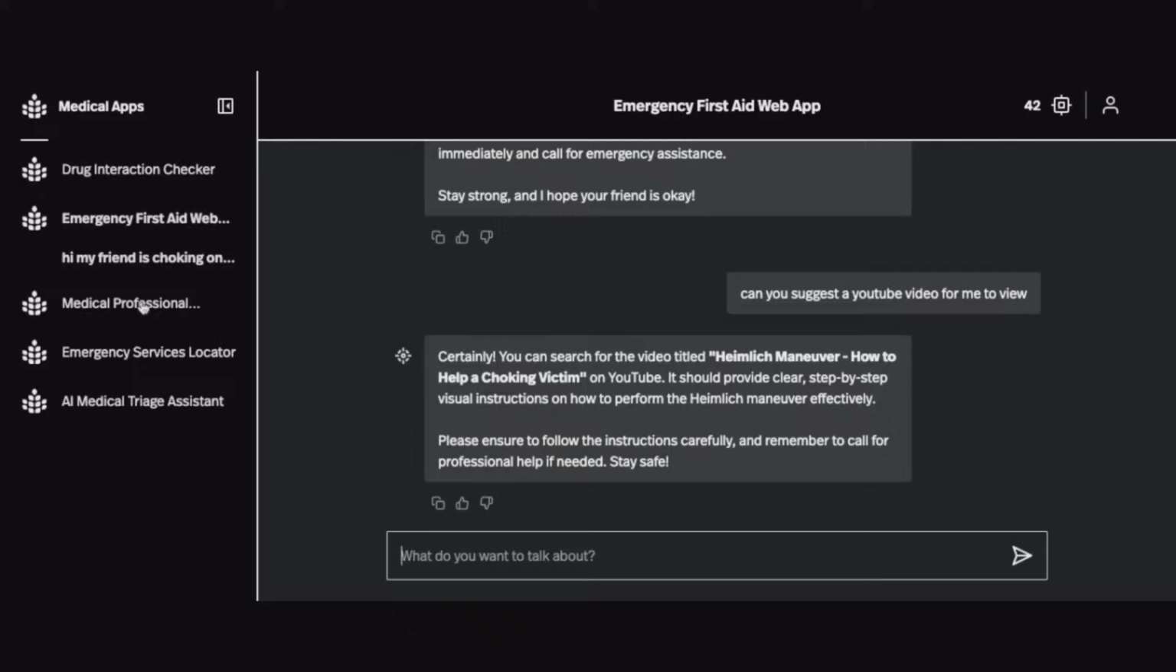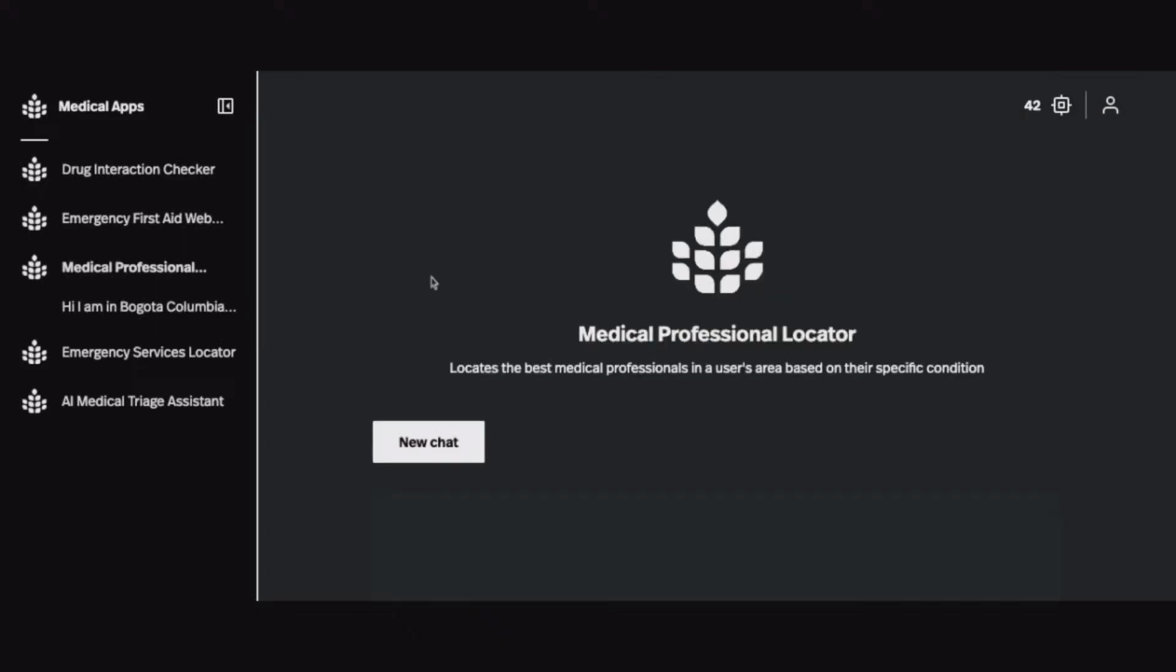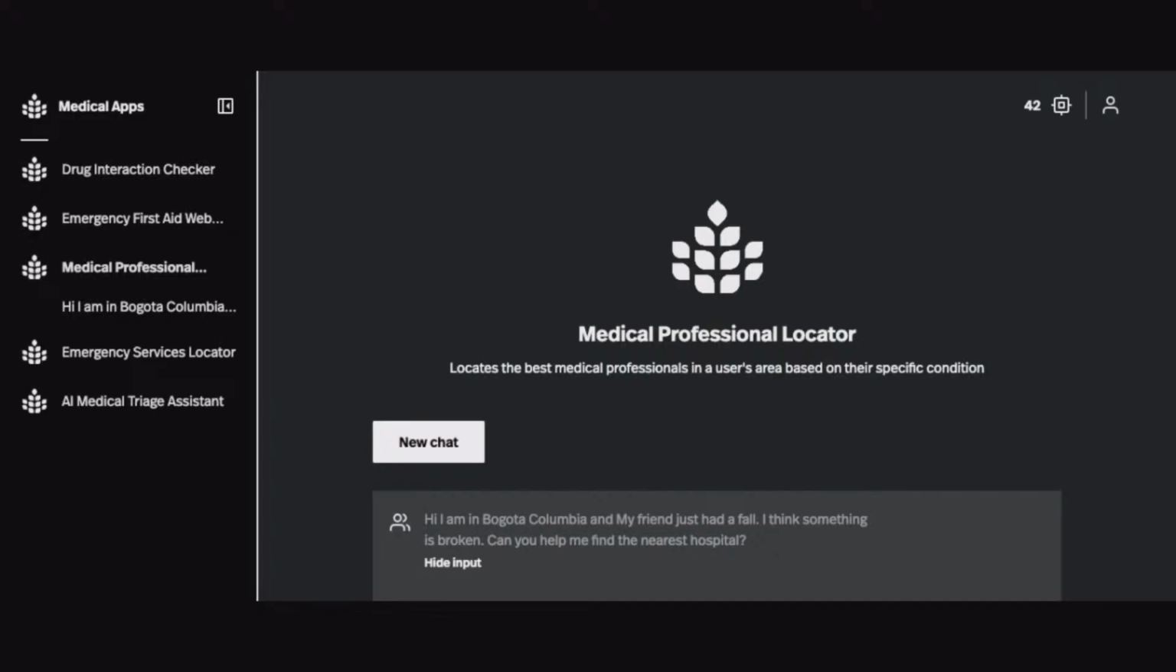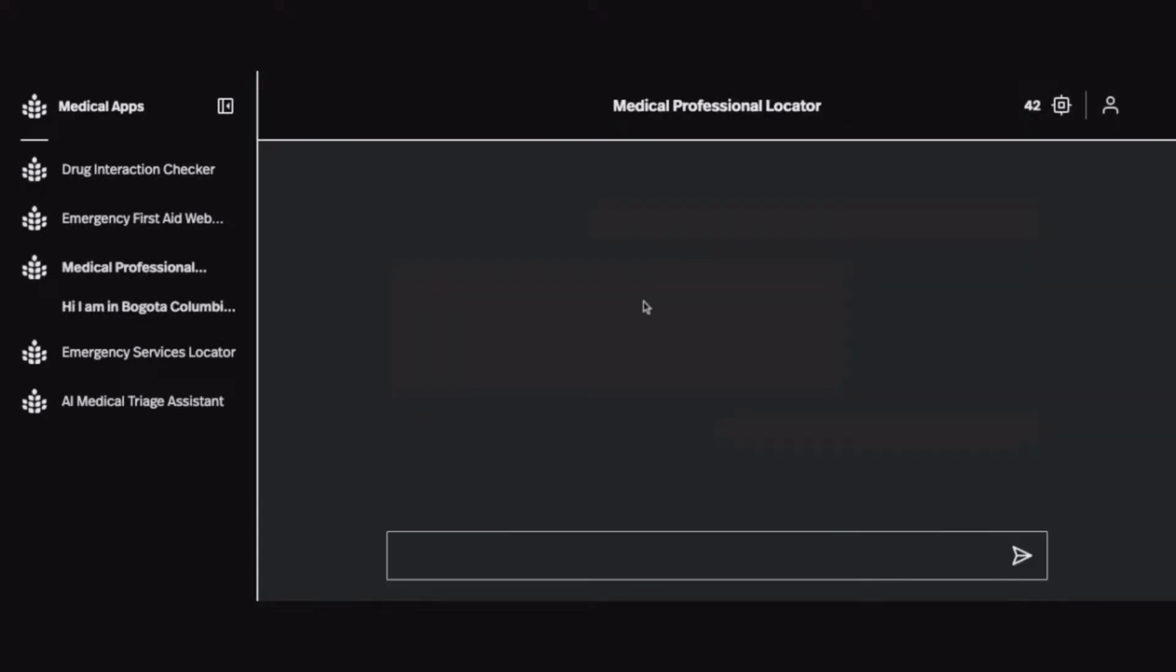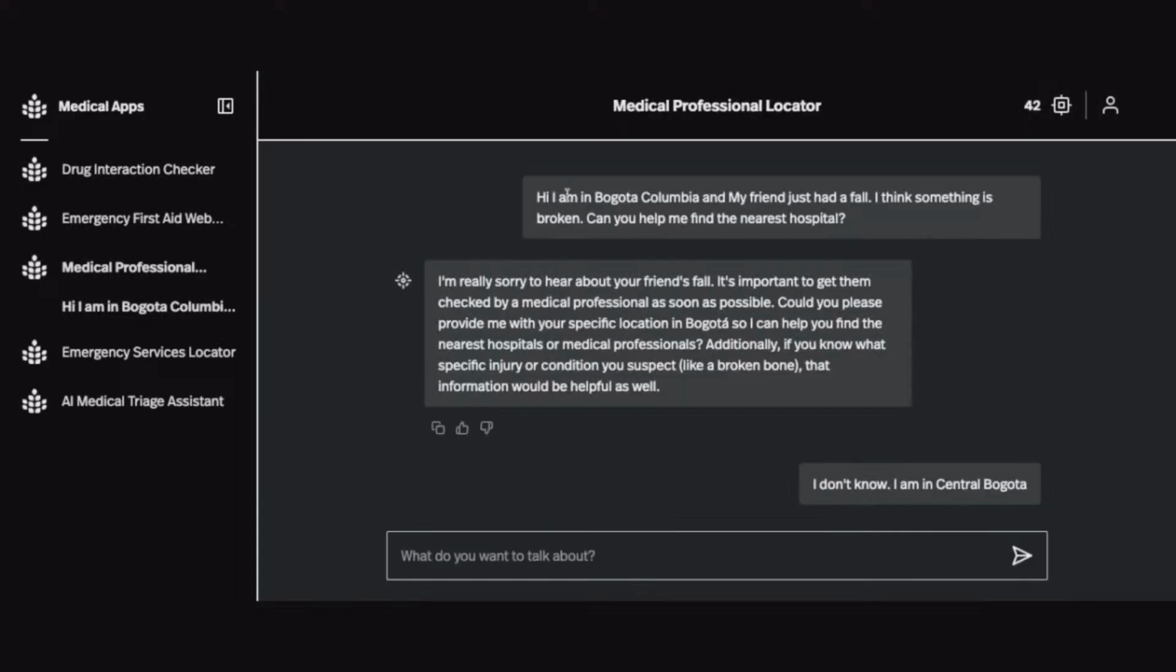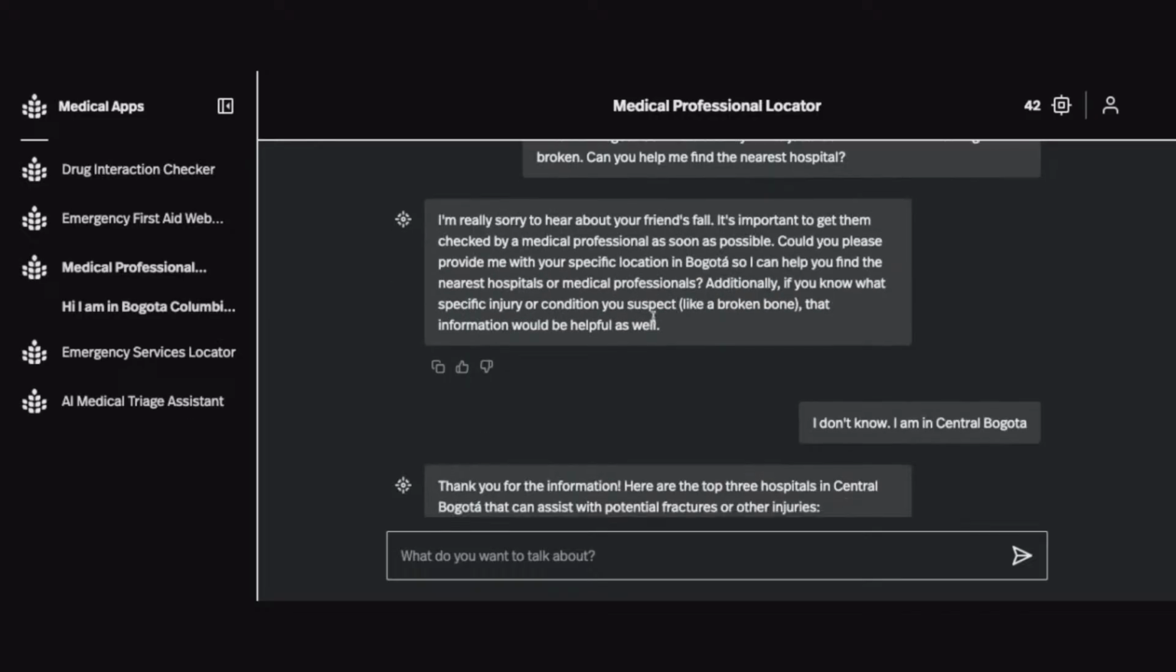Moving on, let's go to the medical professional locator. Now, I made an error here because I was actually using the emergency services locator, but it worked all the same. It locates the best medical professionals in a user's area based on their specific condition. And so I asked, "Hi, I am in Bogota, Colombia, and my friend just had a fall. I think something is broken. Can you help me find the nearest hospital?" And this is what was given.